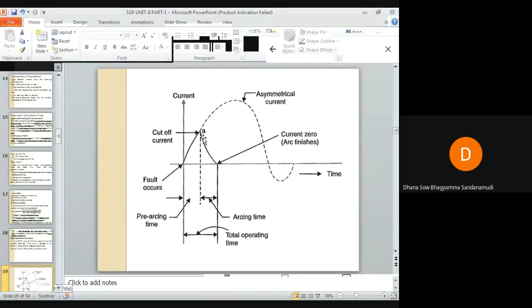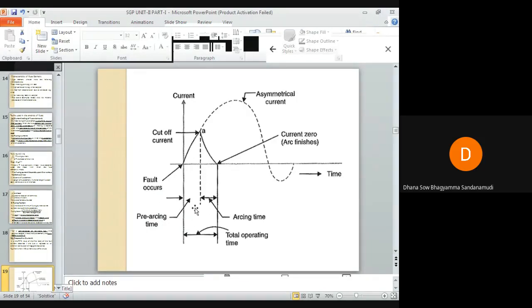Arc means, of course, you can see a spark there. That spark will exist for a very short time, maybe around microseconds. You can't even see it; within a glance, it will just go off. That's all. So the time interval between fault occurrence and cutoff current is nothing but the pre-arcing time.